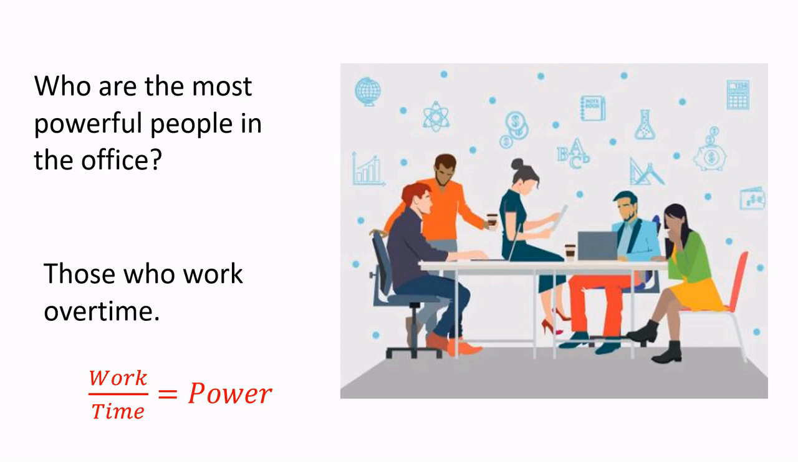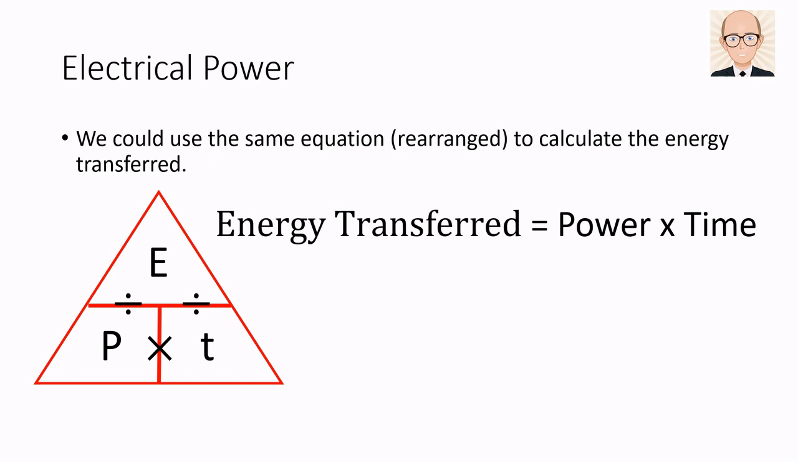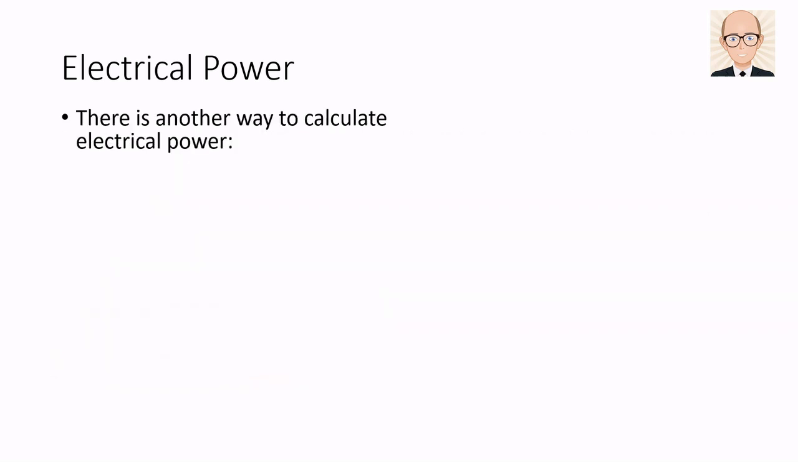By rearranging these equations, we can calculate the quantity of energy transferred. Energy transferred, or work done, is equal to power multiplied by time, or E equals PT. There is an alternative way to calculate power.